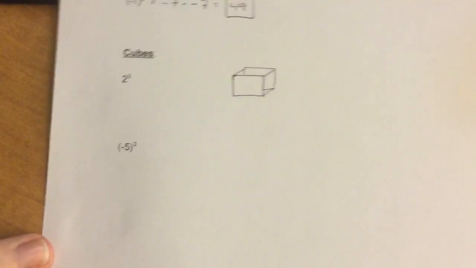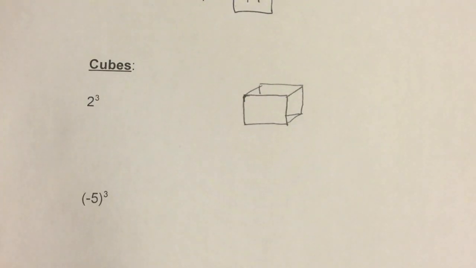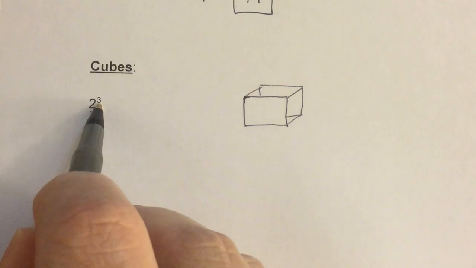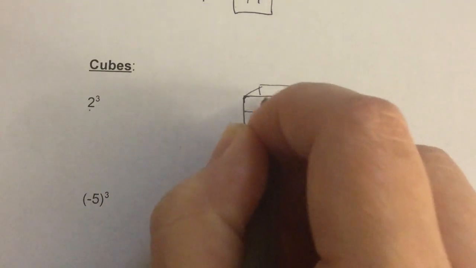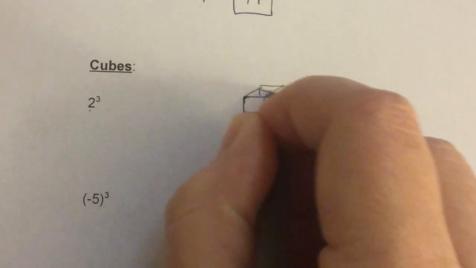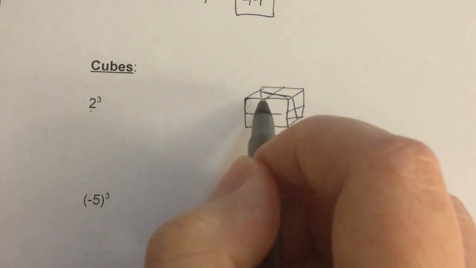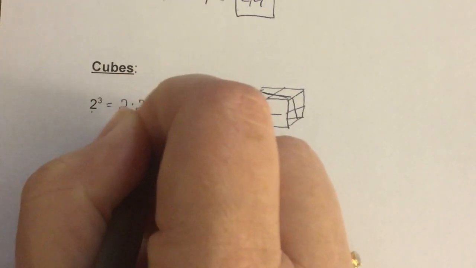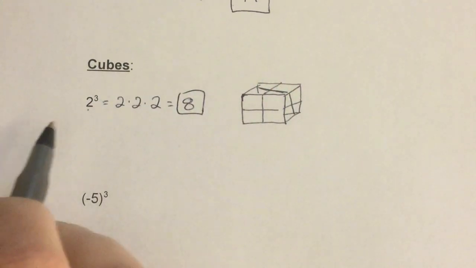Cubes are when we go three-dimensional. So again, if you want to think about this visually, you can think about this as 2 to the third power, or 2 cubed, means 2 by 2, it's not a straight line, by 2. So that means we have 2 times 2 times 2, or 8. So 2 cubed is 8.